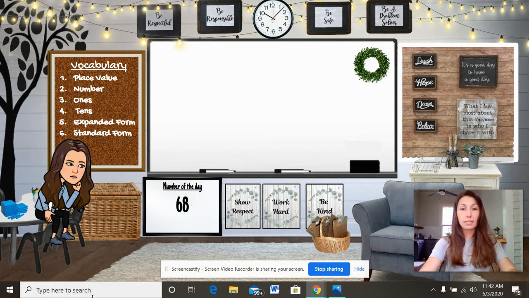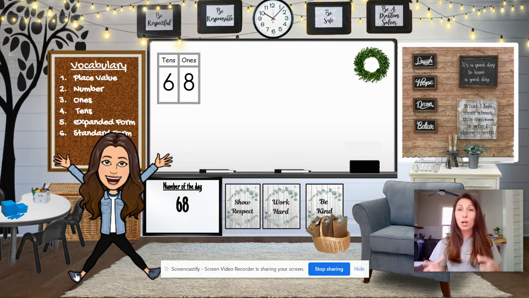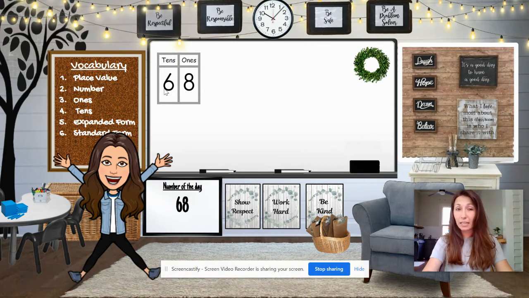One of the first ways that you can do it is by putting it on a place value chart. When you put that number on the place value chart, like I did right here, I'm breaking down the 6 and the 8, or I'm identifying the 6 and the 8 as either a 10 or a 1. So we have 6 tens and then we have 8 ones. And the place value chart really helped me identify that.